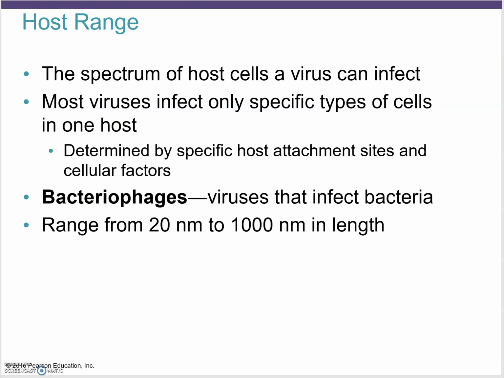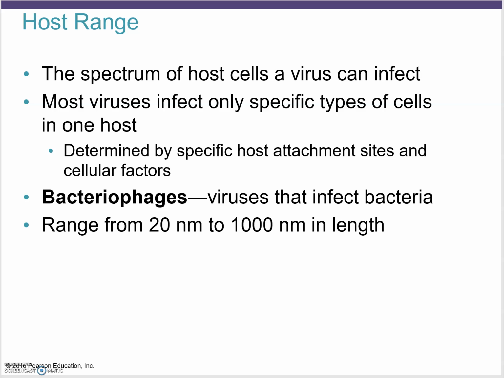So the host range is the spectrum of host cells a virus can infect. Viruses can pretty much infect any cell, whether that be a bacterium or a eukaryotic cell. So bacteriophages are those viruses that infect bacteria. And as far as size is concerned, the range is from really, really small, 20 nanometers, all the way up to 1,000 nanometers. That would be 1 micrometer. That's a very large virus.